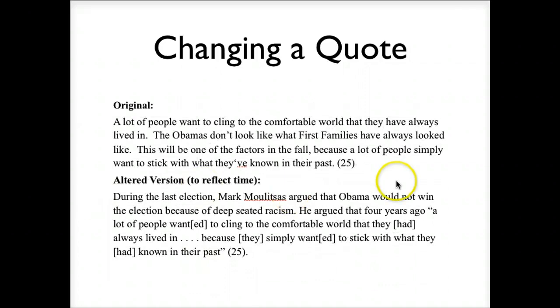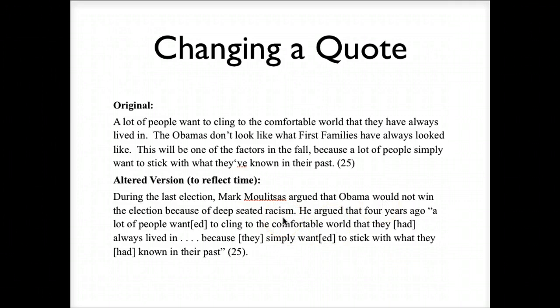Okay, here's the original. You've seen this from earlier. A lot of people want to cling to the comfortable world that they have always lived in. The Obamas don't look like what first families have always looked like. This will be one of the factors in the fall because a lot of people simply want to stick with what they've known in their past. Okay, here's the altered version to reflect time. During the last election, Mark Mullitsas argued that Obama would not win the election because of deep-seated racism.